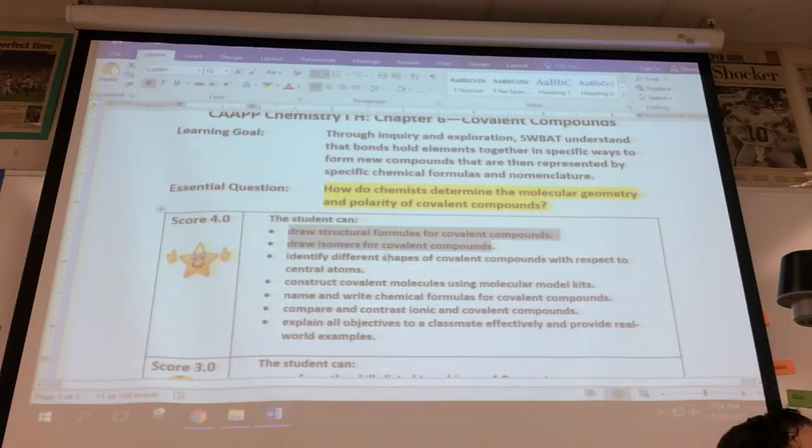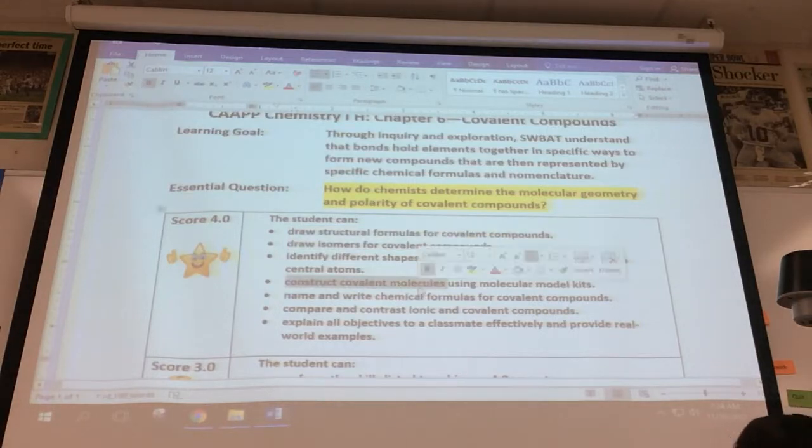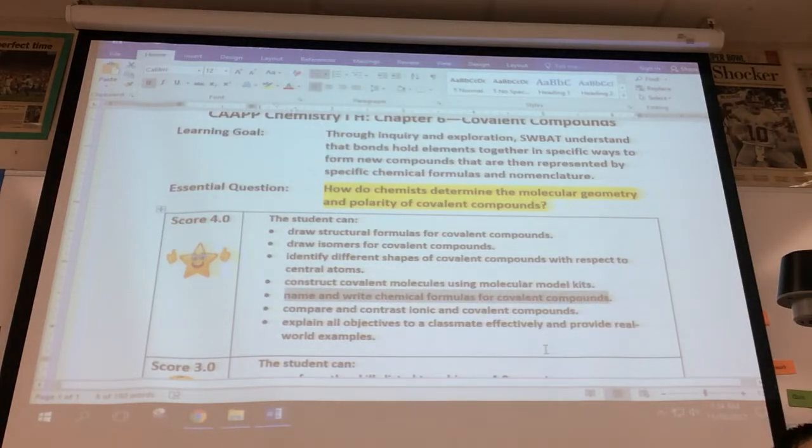Today, we're going to look at shape and polarity. We'll be constructing the compounds using molecular model kits in the lab. On Monday, we're going to name and write chemical formulas for covalent compounds, and we'll also then really delve into that project that we're looking at for the second 9 weeks.